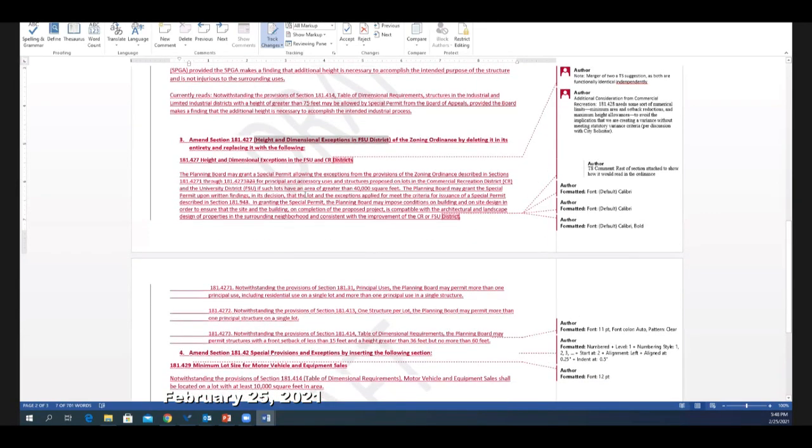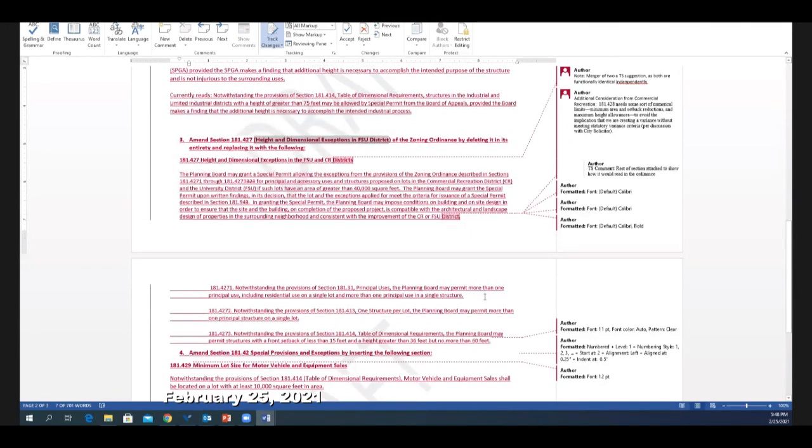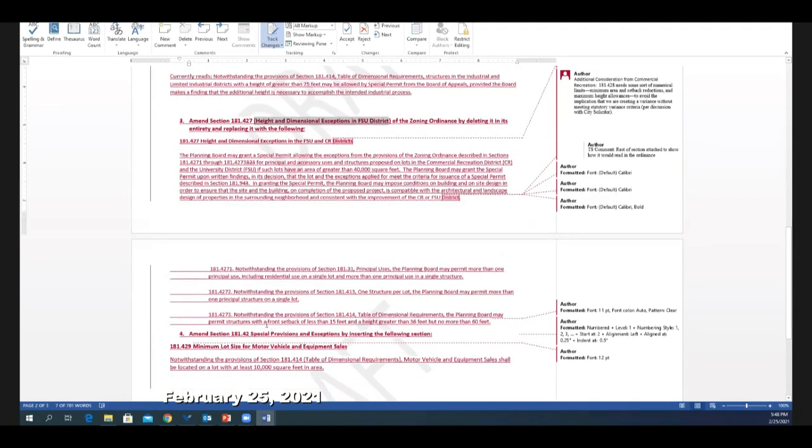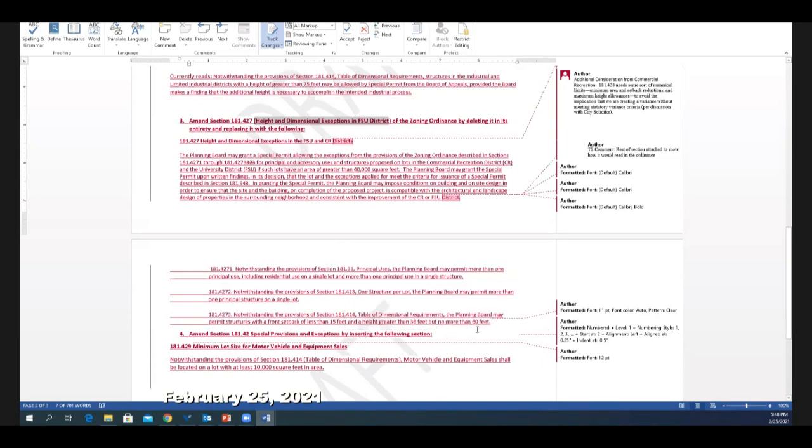And then the difference here, as opposed to 181.426, where the height limit is unlimited, here it says, basically a front setback of less than 15 feet and a height greater than 36, but no more than 60. So 60 would be the upper limit. Obviously, if you all had just proposed 50, that basically allows for a 10-foot variance. I would say that I think we need to set the higher limit a little higher.